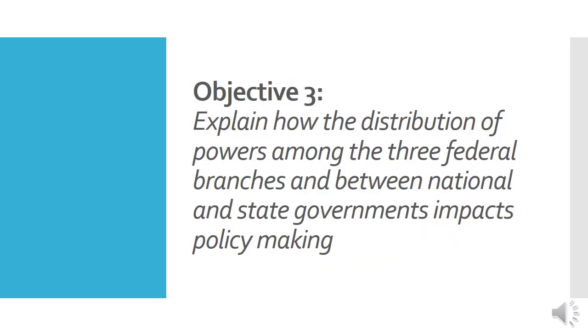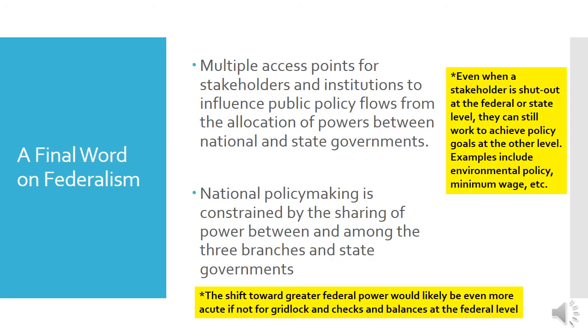All right, our final objective is to explain how the distribution of powers among the three federal branches and between national and state governments impacts policymaking. All right, so just a few final thoughts here. Similar to what we said about separation of powers and checks and balances in one of our previous modules, where we said that it provides multiple access points for stakeholders and institutions to influence public policy.